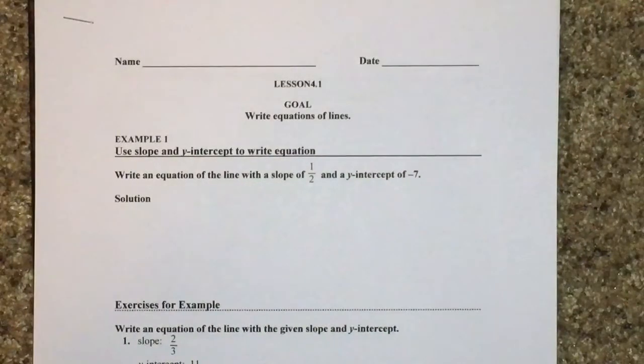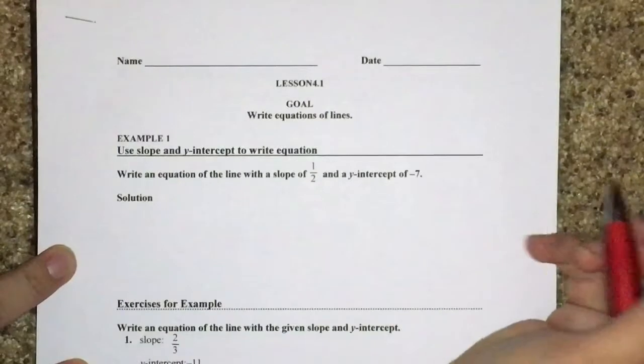Chapter 4, Section 4.1. In our last section, we talked a lot about graphing equations, and now we're going to talk about writing equations. So instead of using the visuals and the graphs, we're going to be doing more of the algebra side of it, the numbers and the letters. It says, use slope and y-intercept to write an equation.